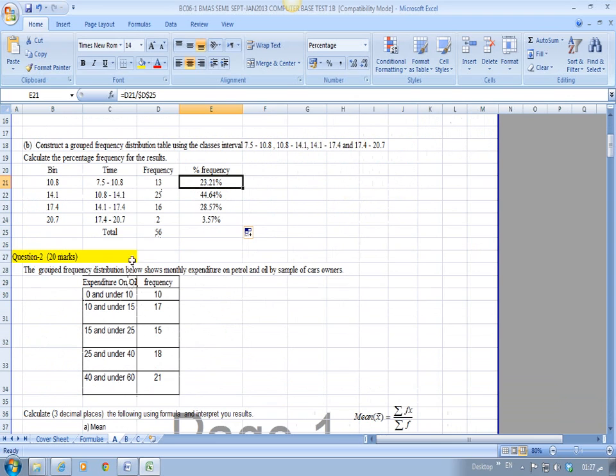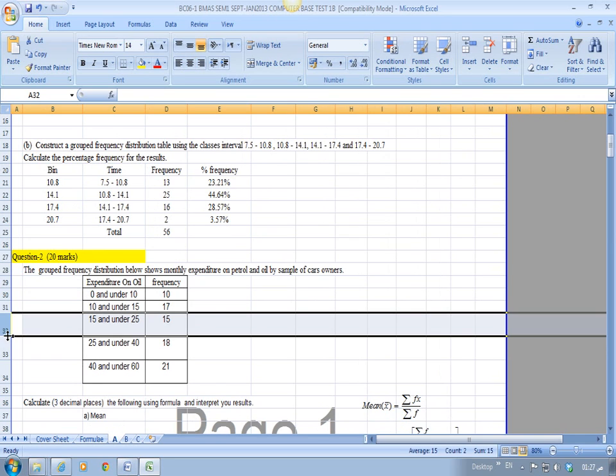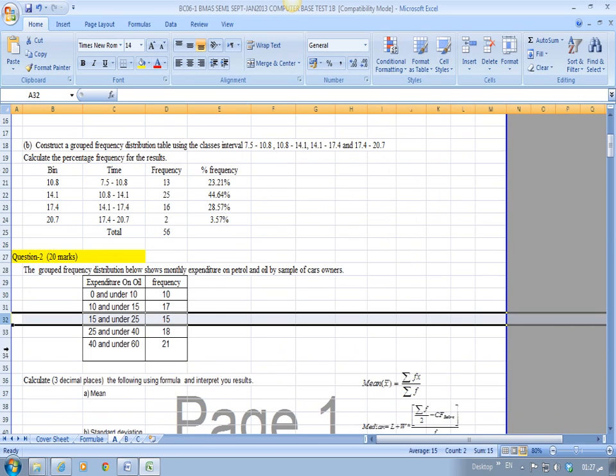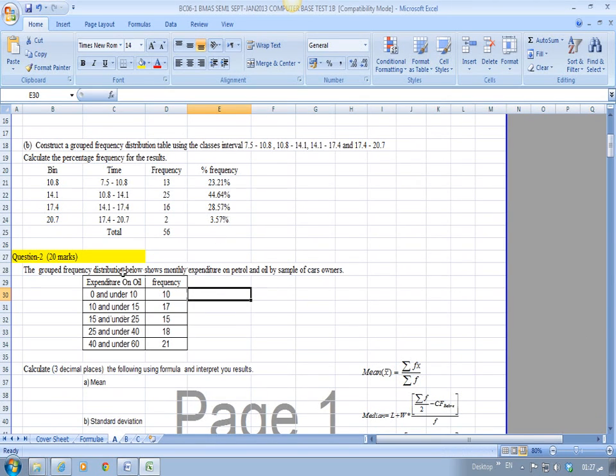The third question, this one is the third question, and in this question I want to answer it. This question is for group data.